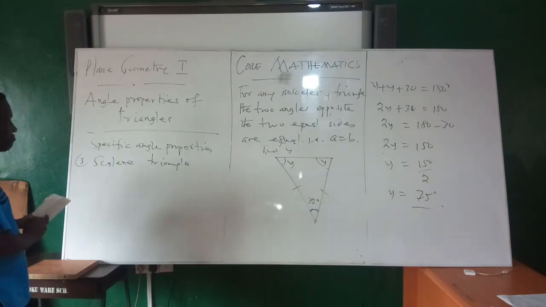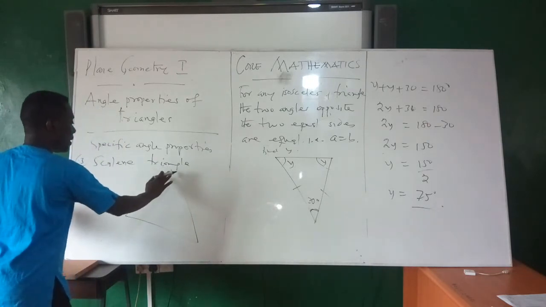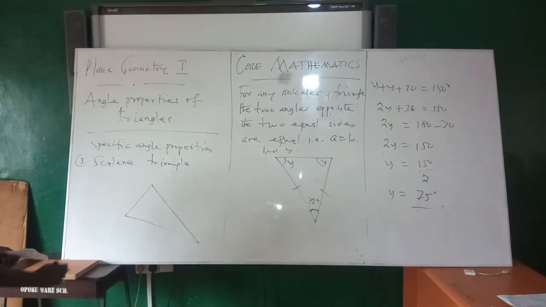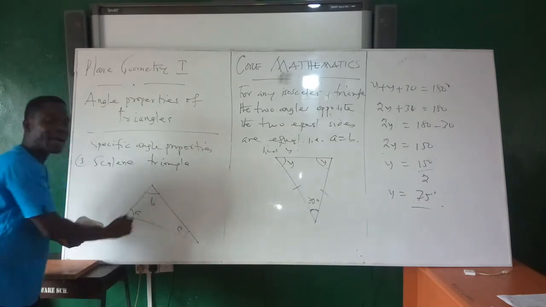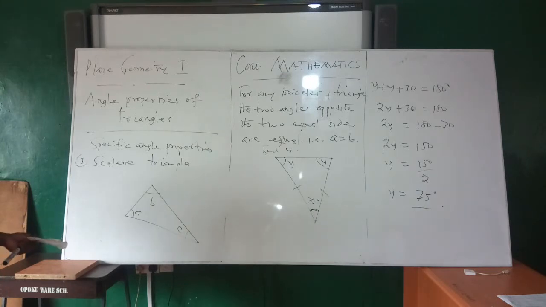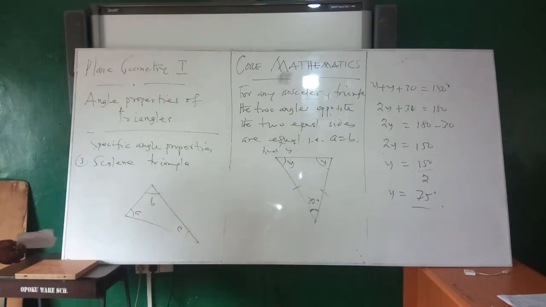None of the three sides is equal. They are all different. In that case, we don't really have a specific property. You can only refer to the general property. You will not have any special property there. But we all know from the general that a plus b plus c will give us 180, and then the exterior may also come in.